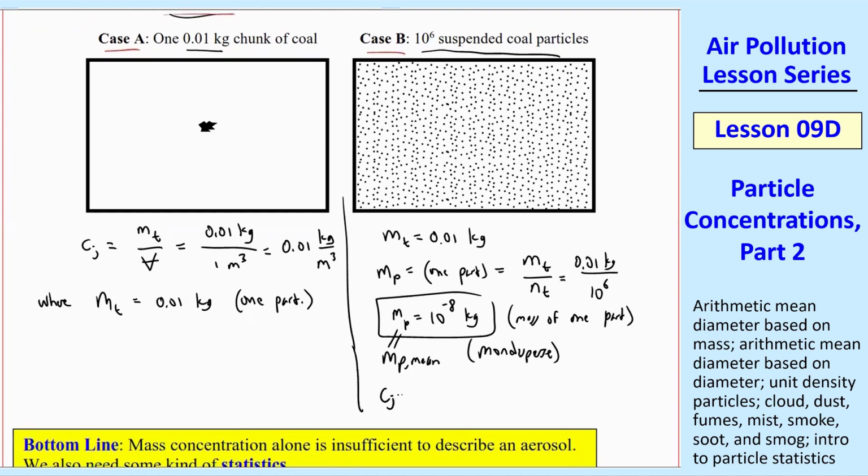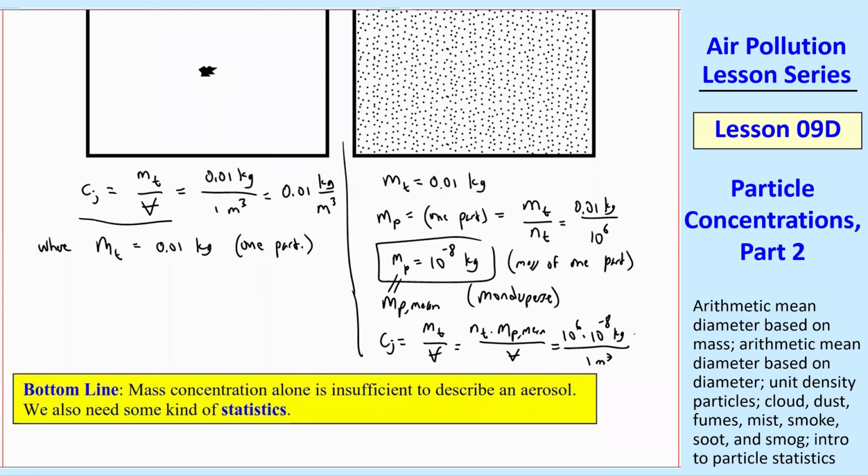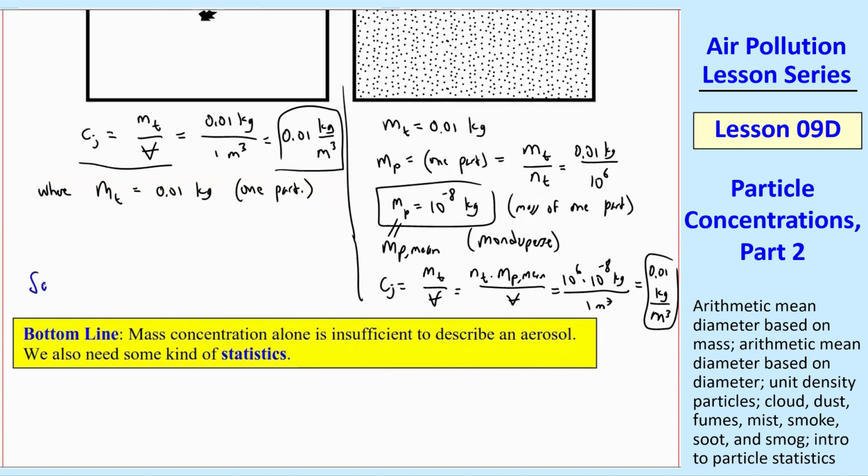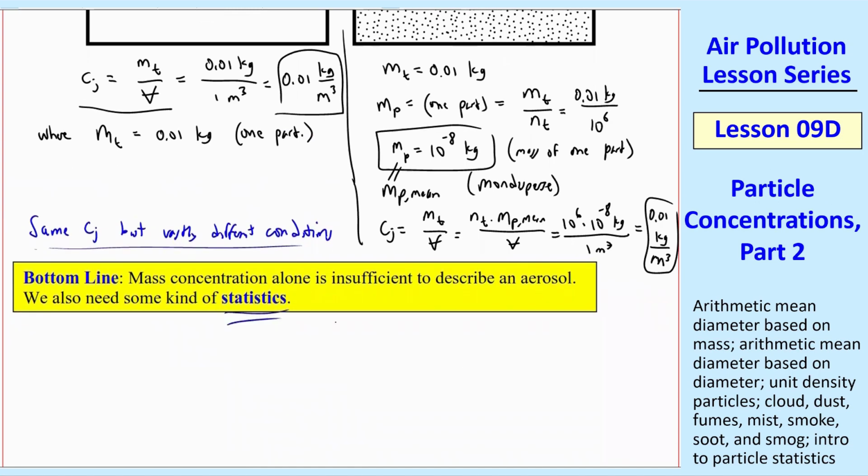And then C_j, using the same formula we had up here, M_T over V, gives us N_T times M_P mean over V. So this would be 10 to the 6th number of particles times 10 to the minus 8th kilogram. That's the mass per particle over 1 cubic meter. And that gives us, again, 0.01 kilogram per meter cubed, which is the same. In this case, here we have the same C_j, but vastly different conditions. And these are extreme cases, but the bottom line is mass concentration alone is insufficient to describe an aerosol. We're going to also need some kind of statistics.